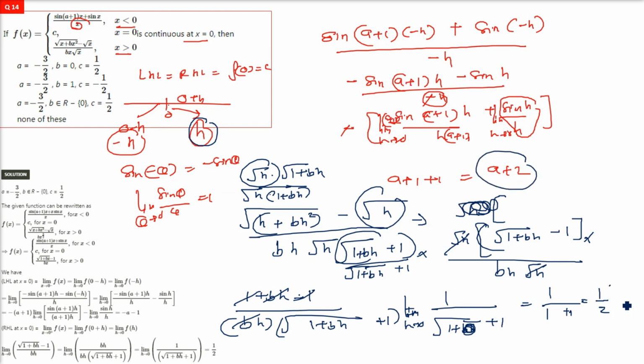From the left hand limit you got a plus 2. Right hand limit you got 1 by 2. So a plus 2 is equal to half, and a is equal to half minus 2. So 1 minus 4 by 2, that is going to be minus 3 by 2. So what do you get? A is minus 3 by 2.